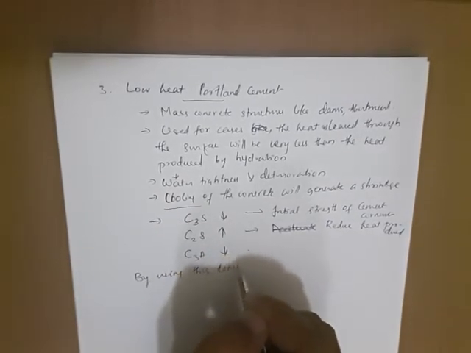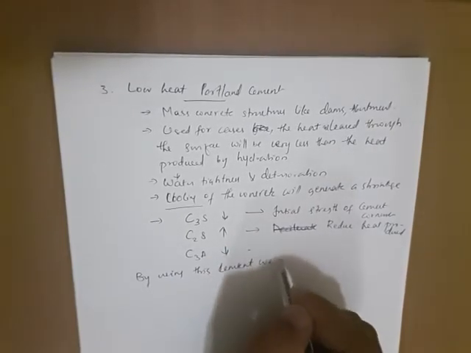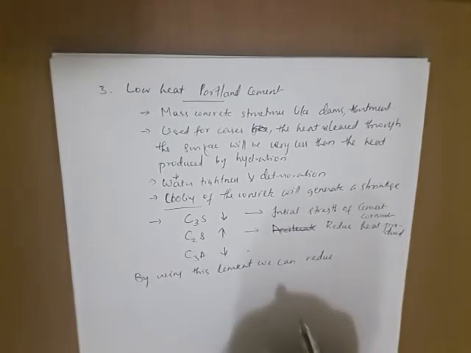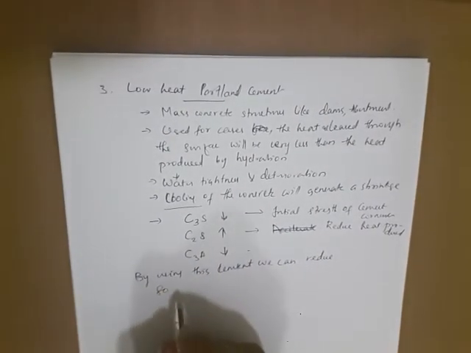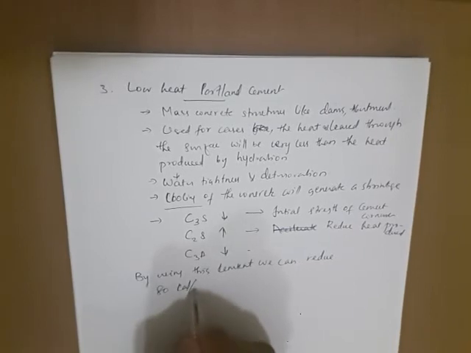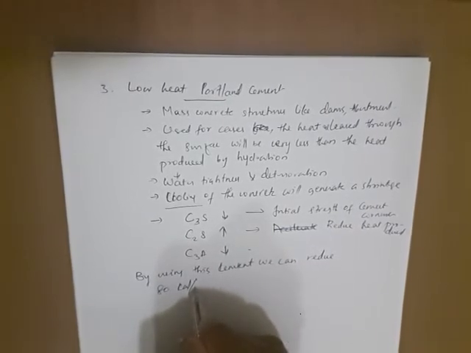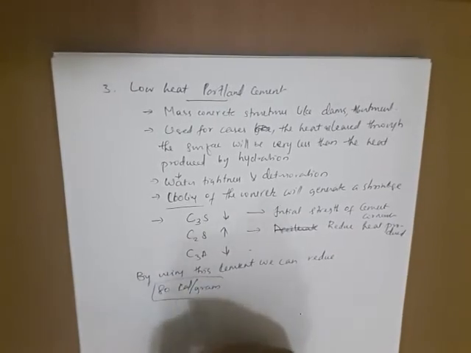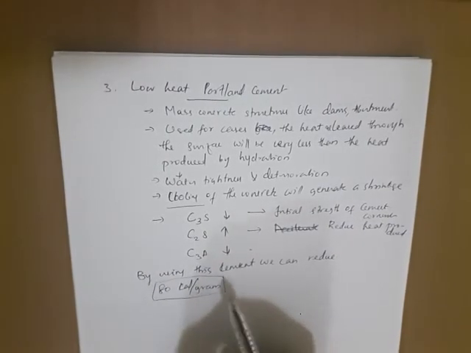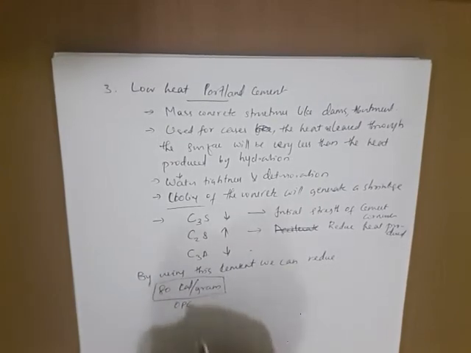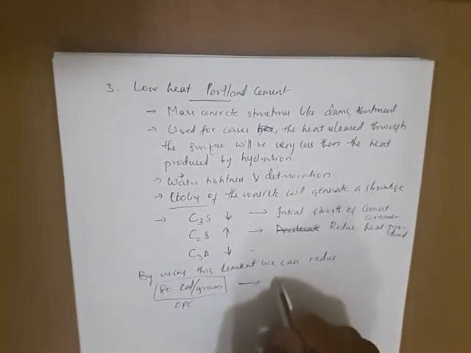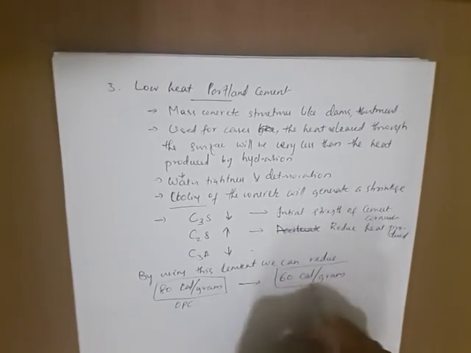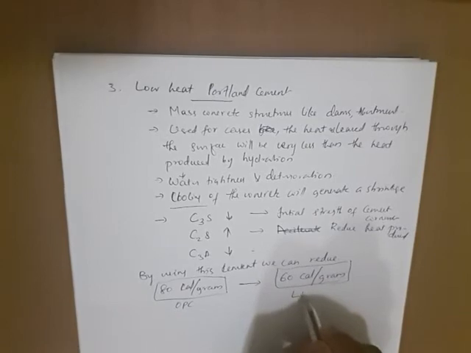By using this cement, we can reduce the 80 calories per gram, which is the heat energy generated by OPC, to around 60 calories per gram in low heat cement.